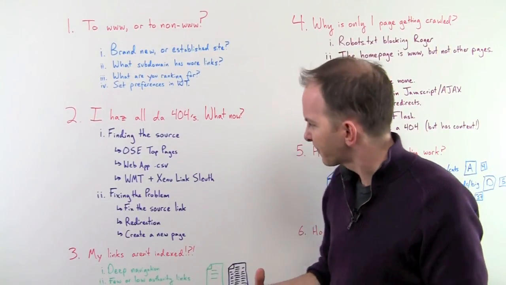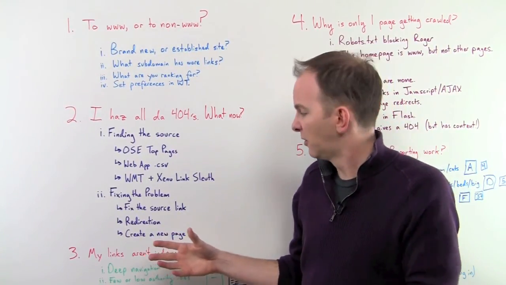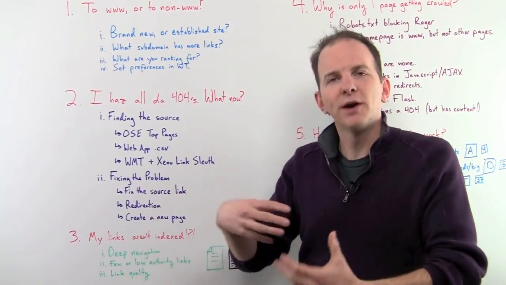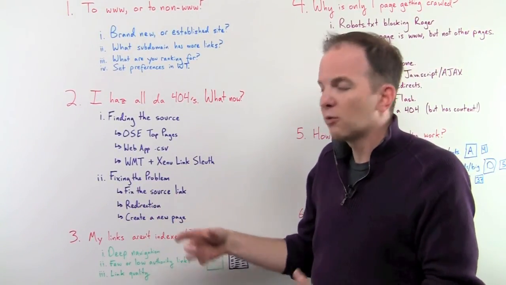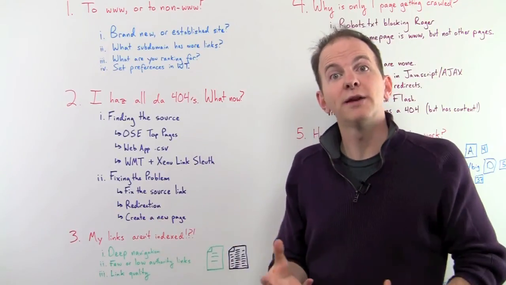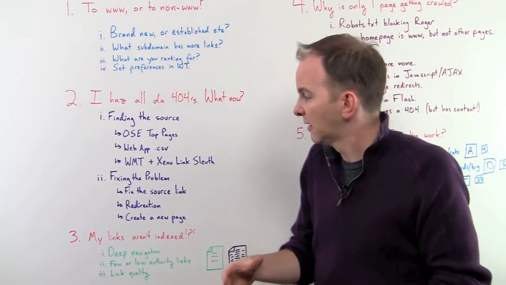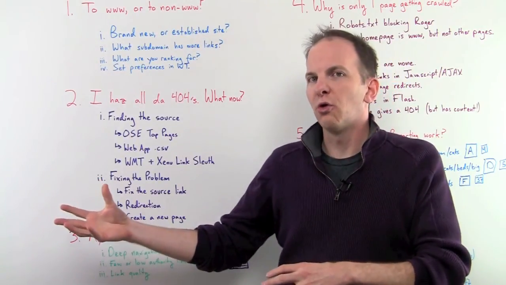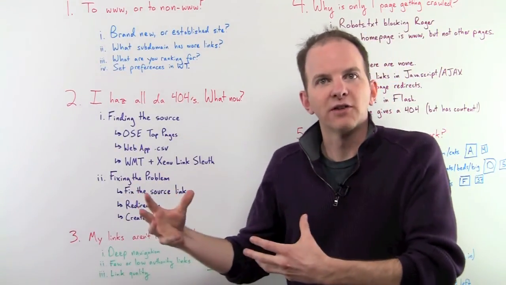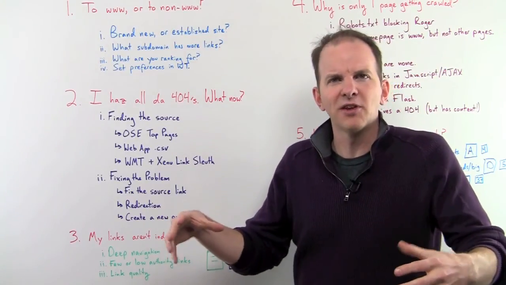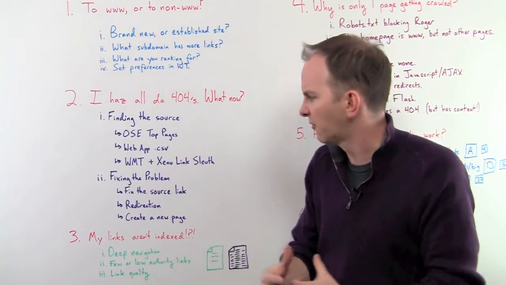Well, the most obvious thing you can do is fix the source link. If you have a link coming in pointing to a page that doesn't exist, maybe you can reach out to that webmaster and get him to link to the right page. Or if it's on your website, just simply fix it. But what if you can't control those external links coming in, or you have hundreds of links on your website, and they're all broken and it's just too much to fix?